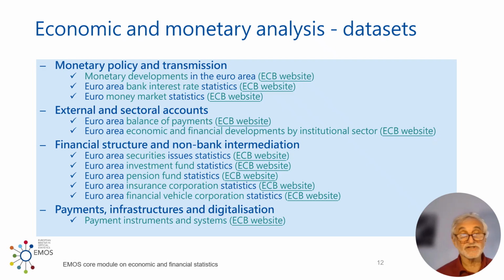We have also financial vehicle corporations statistics. So there is a very wide range trying to cover the overall financial sector and not just the banking sector. And then there is also a very large part of information on the payment system, on the payments infrastructure. Here also the central bank has a large responsibility for the stability of the payment system infrastructure. So again, in order to fulfill this task, you need a lot of information.